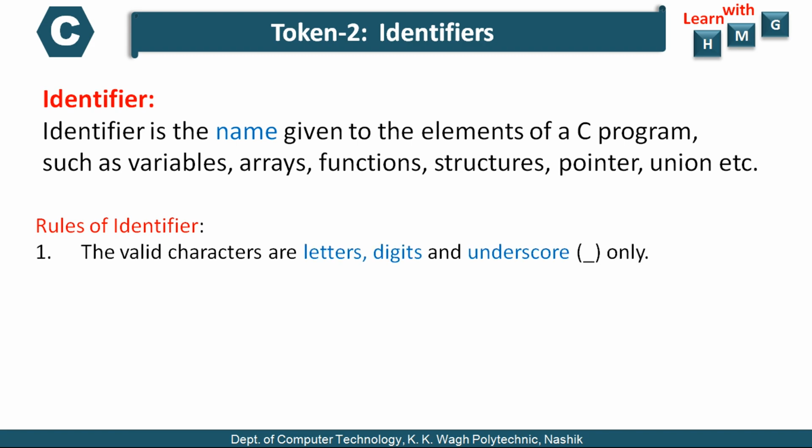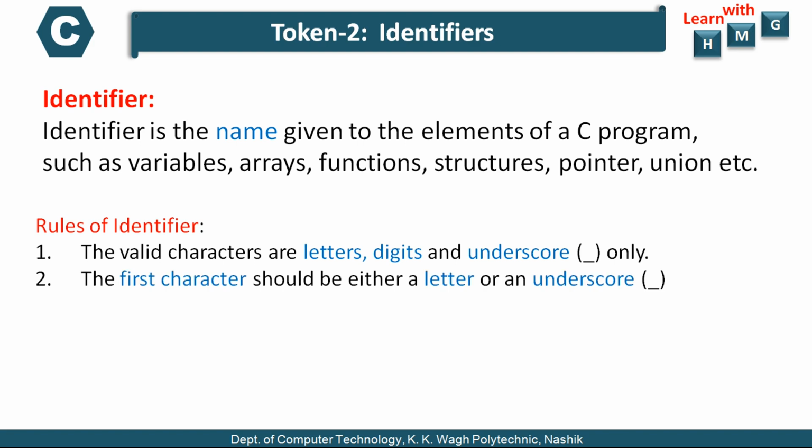The first rule is valid characters are letters, digits and underscore symbol only. So you cannot use any other characters that we have seen in the character set in the first slide. Only letters means alphabets A to Z, that is small and capital, digits 0 to 9 and underscore, that is the only special character allowed for an identifier, that is for a name. Now in that identifier, you should use the first character compulsorily as a letter or underscore. You cannot use a digit as a first character in your identifier.